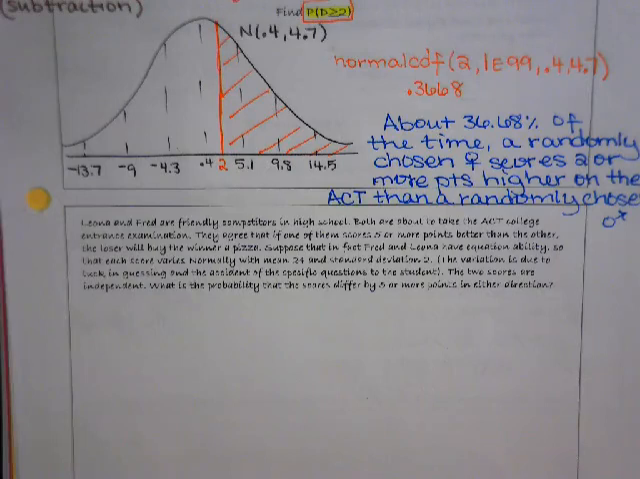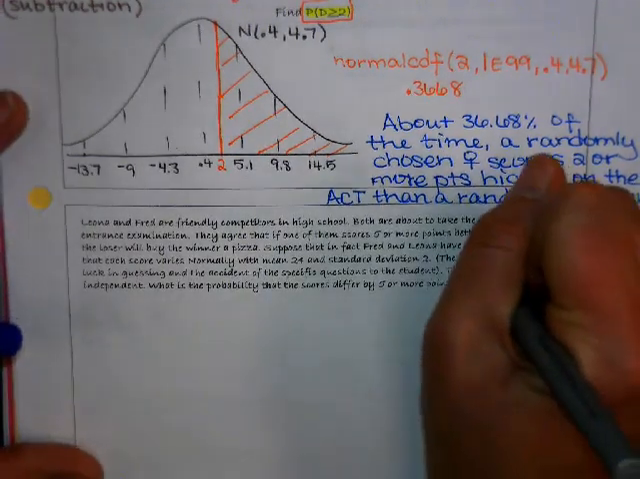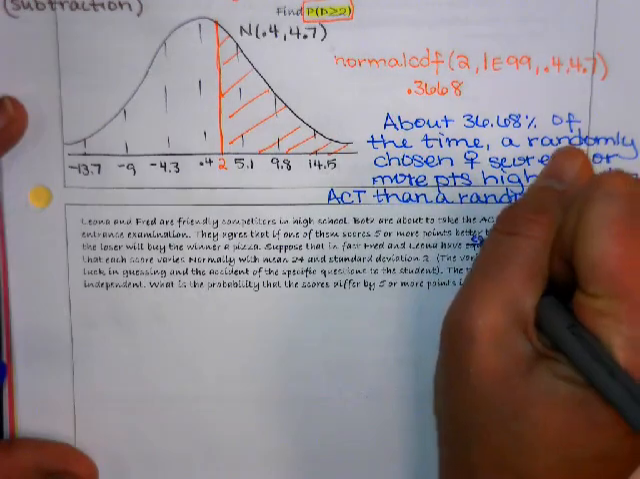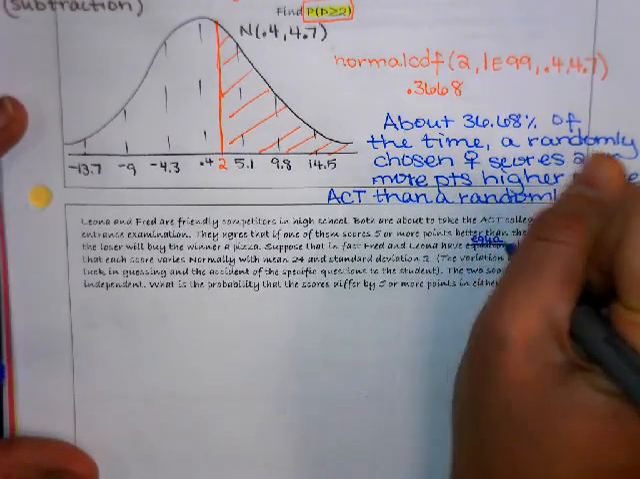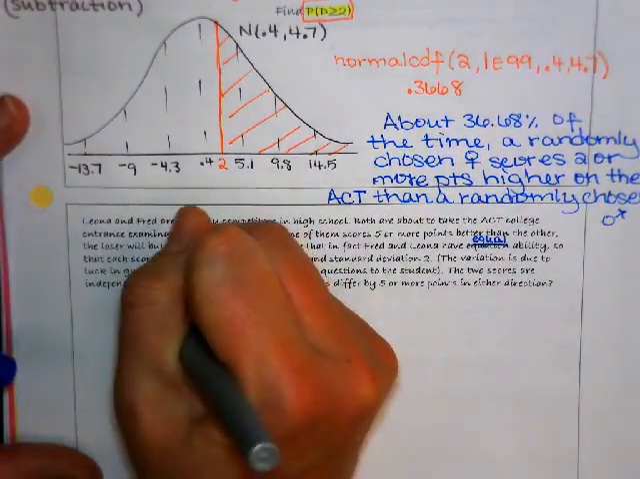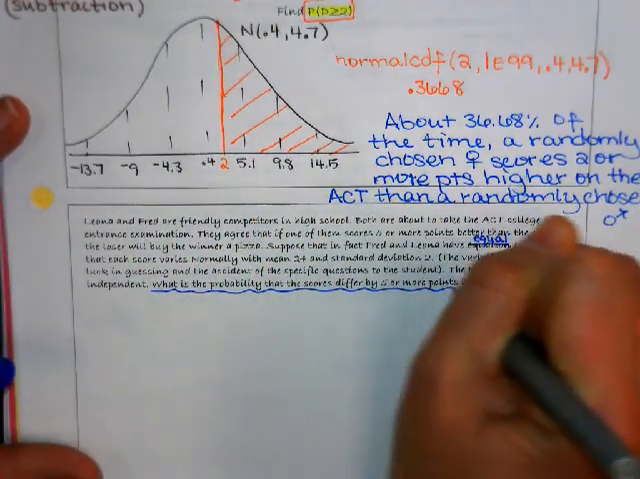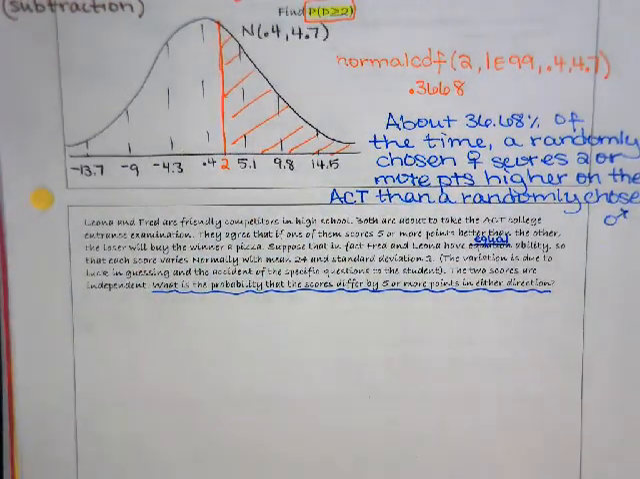What's the probability that the scores differ by 5 or more points in either direction? So that should say equal ability. Now the change here is that it's 5 or more points in either direction. So we're actually going to be looking at a two-sided problem. So we're going to have two shaded areas on our normal curve.